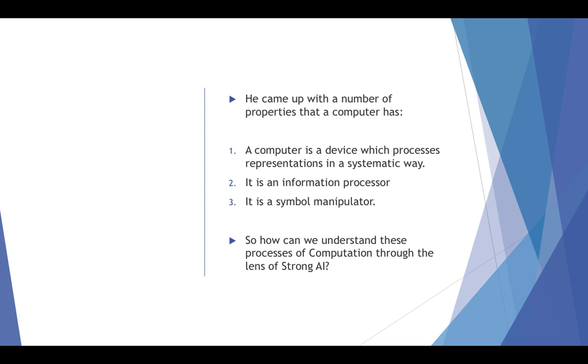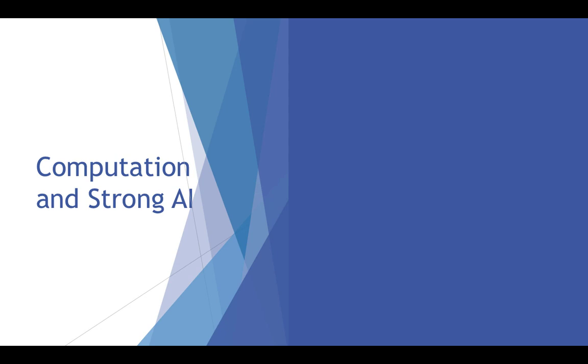We looked at what a computer means when we have the basic, broad definition of a computer, as simply something that processes data, and that data is usually processed in binary. But we can also add layers to it, and that's what Tim Crane did in his book Mechanical Minds. So how can we understand these processes of computation through the lens of strong AI? Because strong AI is the most important that we should be looking at. So computation and strong AI.